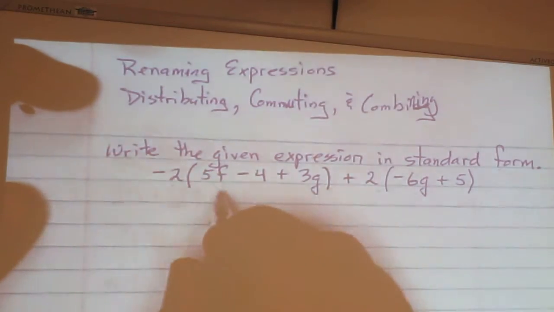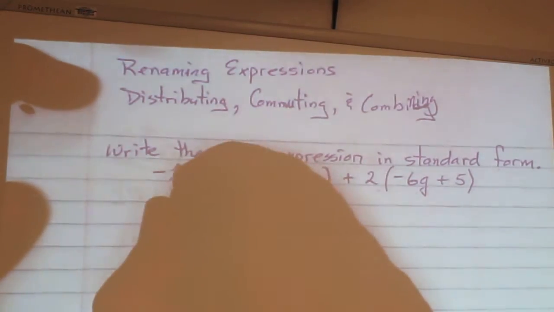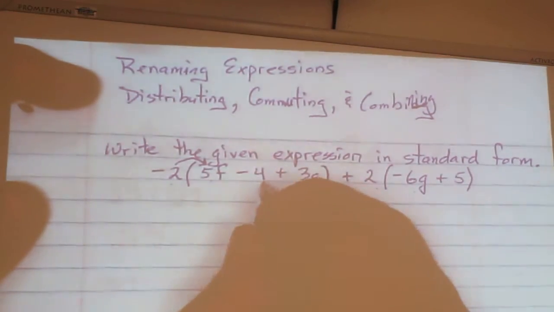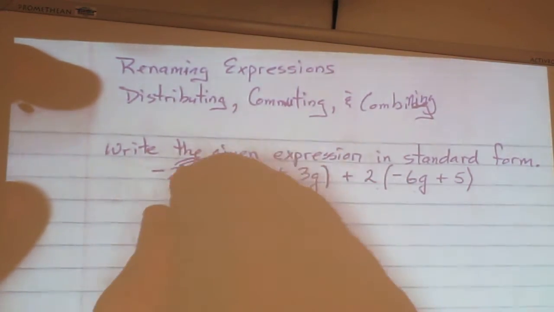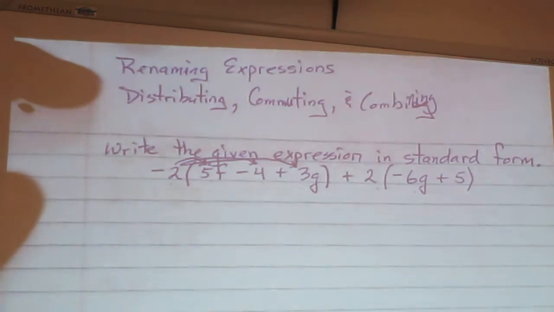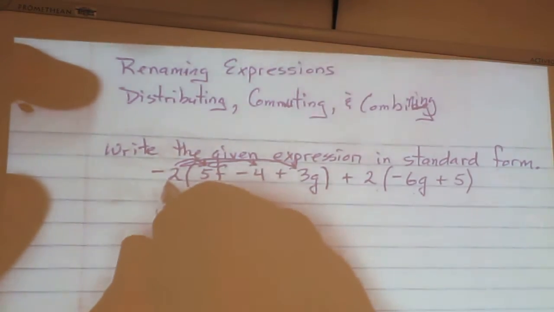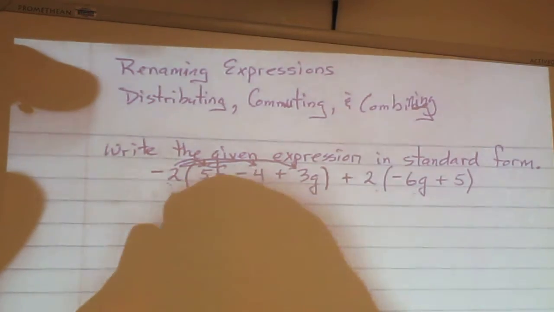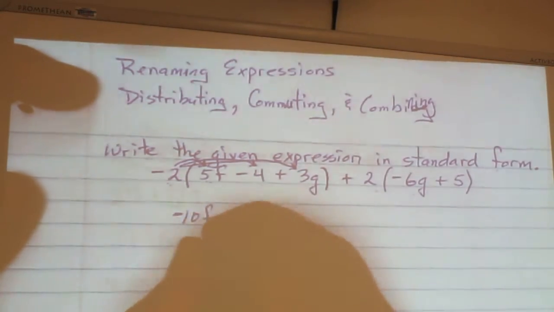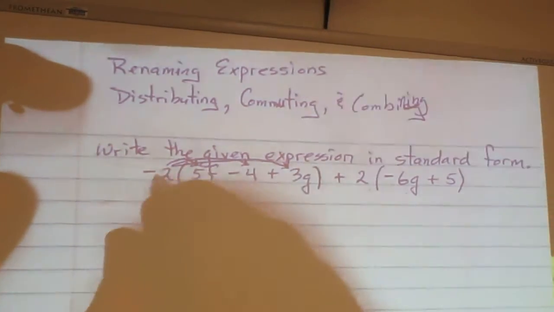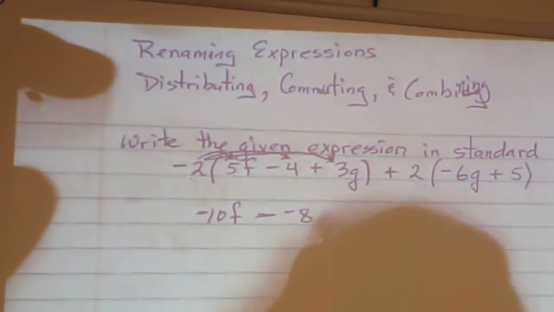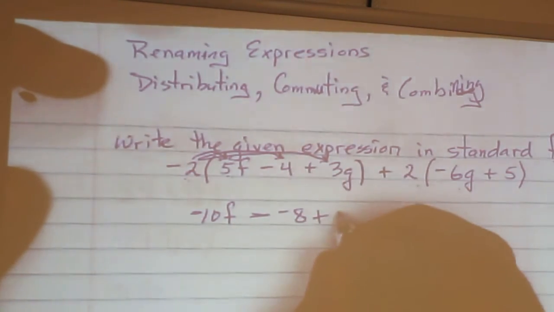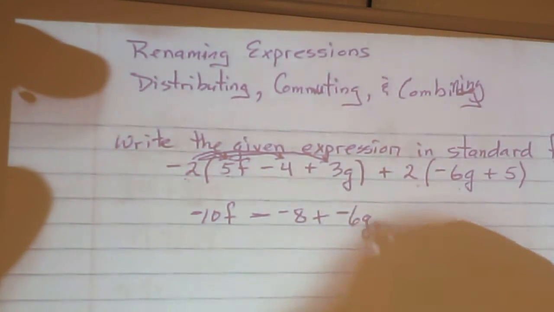Negative 2 is being multiplied to the group. Another way to write that is negative 2 times each term of the group. And we have three terms, 5f, 4, and 3g. So we're going to distribute the multiplication by negative 2 to each of those. Negative 2 times 5 is negative 10, and that would be f. So negative 10f minus negative 2 times 4 is negative 8, plus negative 2 times 3 is negative 6, and that has a g with it, negative 6g.